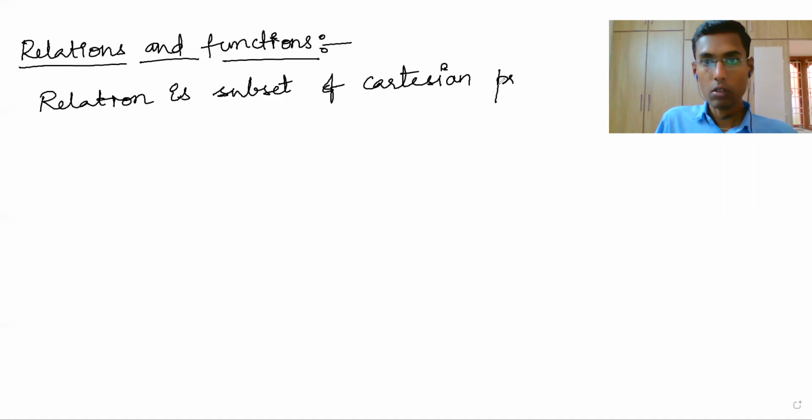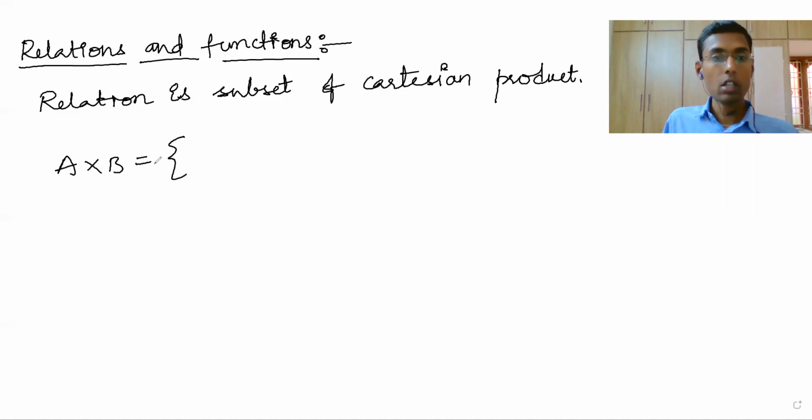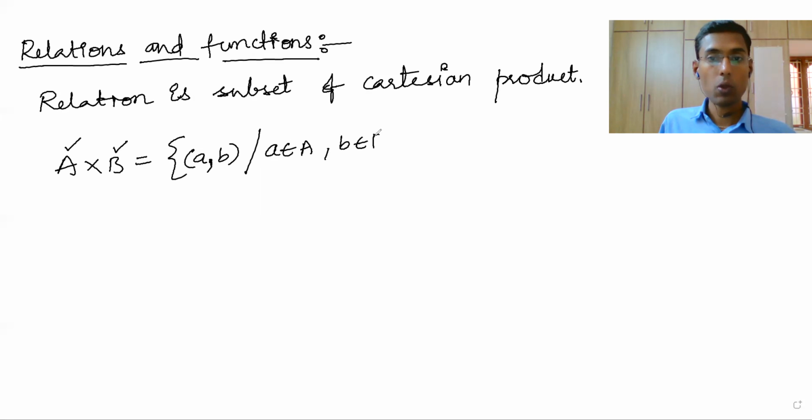Cartesian product. This is what we learned. So what is the Cartesian product? A and B are two sets. Then A cross B, the Cartesian product of A and B, is the set of all ordered pairs (a, b) that can be written by taking the first element from A and the second element from B. So how many can you write? That many. That is what the Cartesian product is.